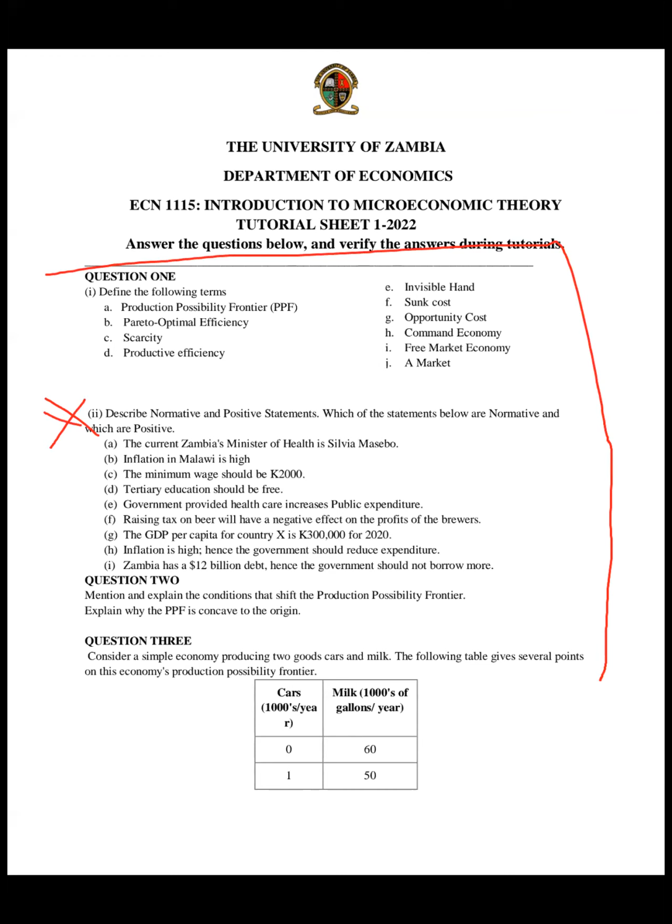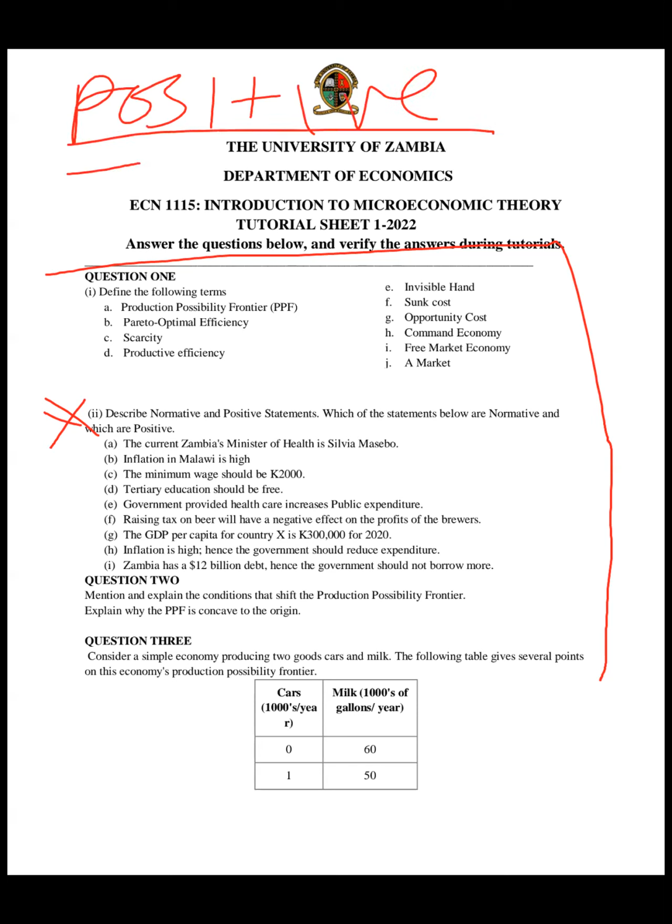So in economics, I said we have what we call positive statements and normative statements. What are positive statements? They deal with saying the way things are. So in short, it deals with the reality, the truth, how things are.